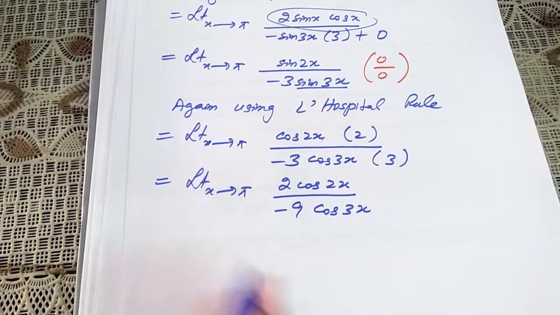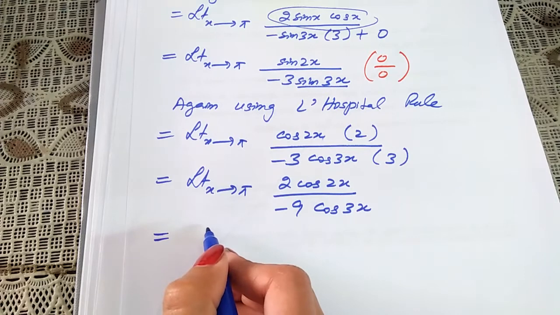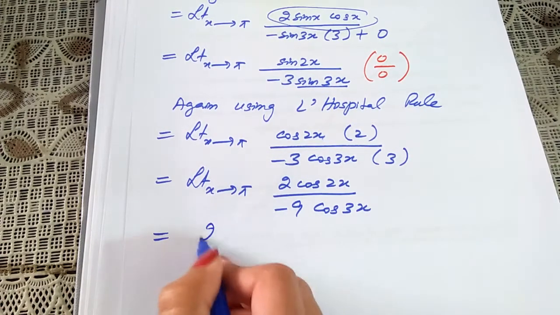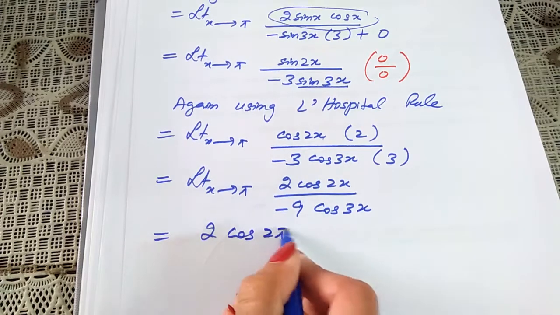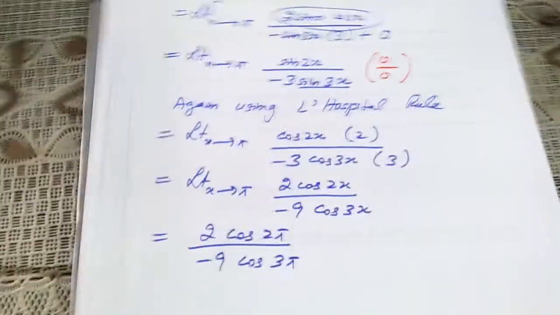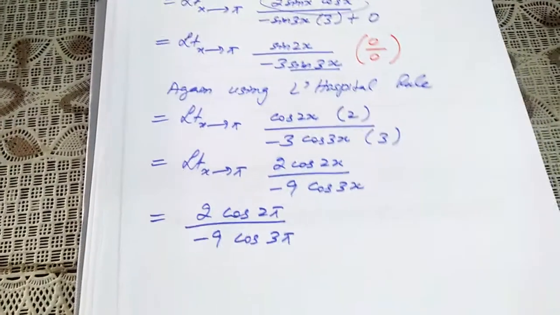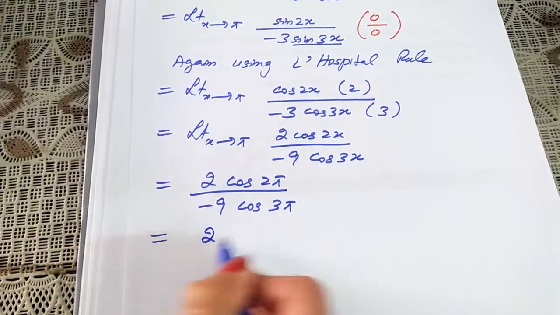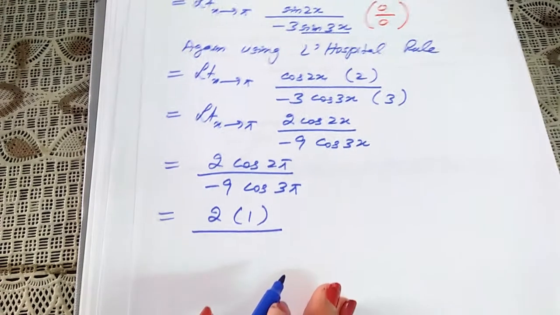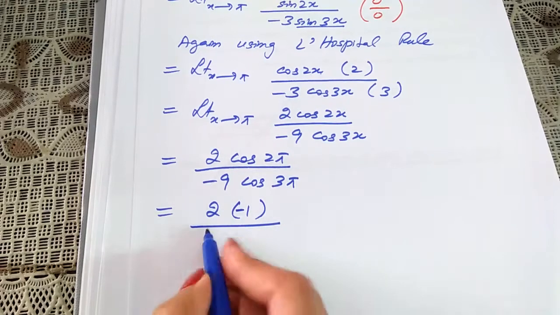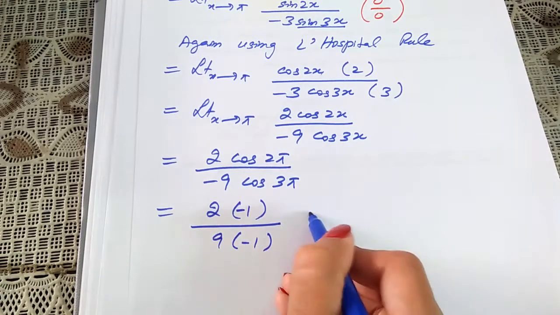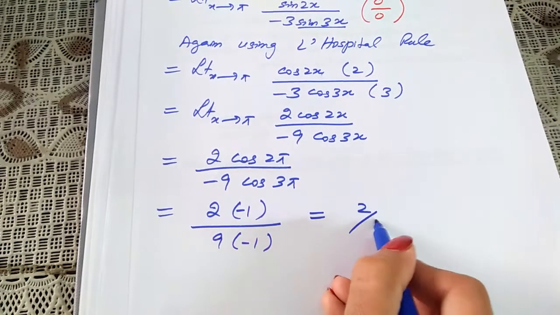Now use the limit here. We will get, after using the limit x approaches to pi, 2 cos 2 pi divided by minus cos 3 pi. So we will get here 2 into 1 divided by, we'll get 2 minus 1. So here we will get 2 over 9.